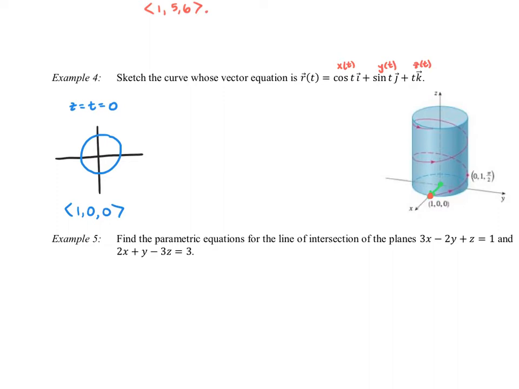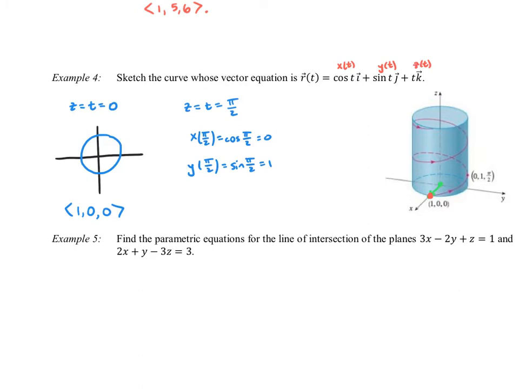Now let's try another one. Let's say that z, which is equal to t, is equal to pi over 2. And I'm picking really specific values so that it's easier for us to understand what's going on. Okay, if that's the case, at that moment we have x of pi over 2, and that's cosine of pi over 2, which is 0, and y of pi over 2, which is sine of pi over 2, and that is 1. So we have this new point.